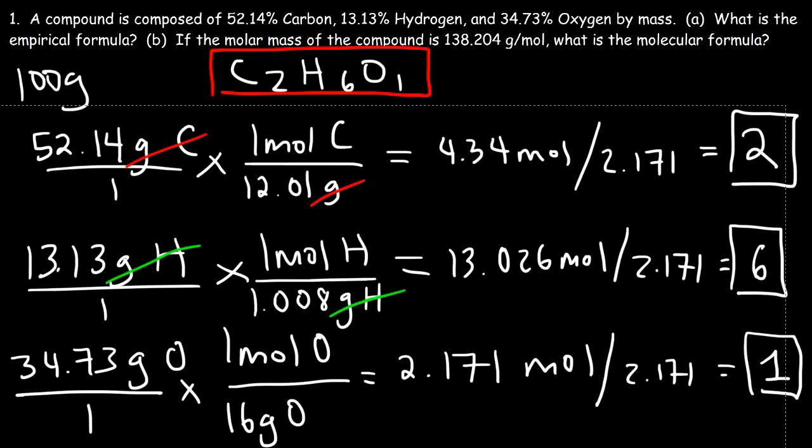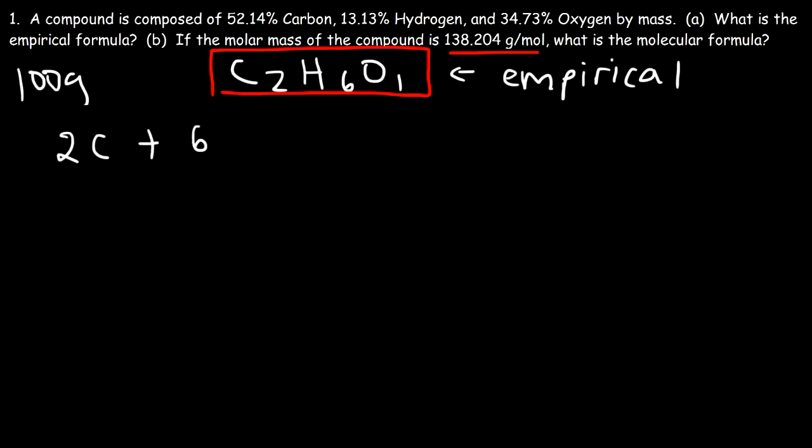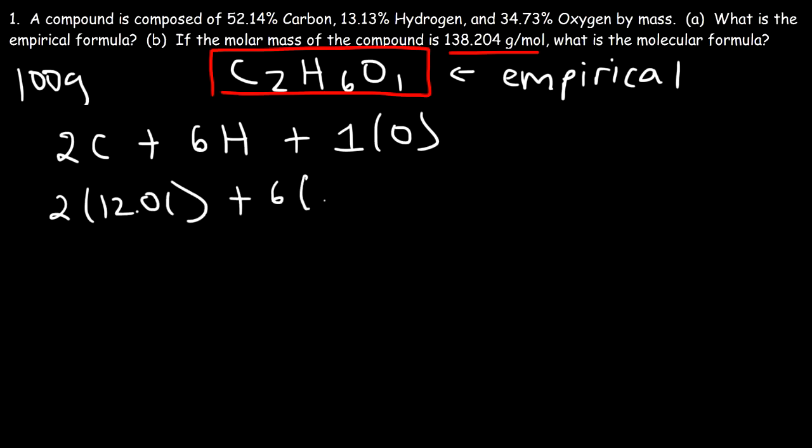Now let's move on to part B. If the molar mass of the compound is 138.204 grams per mole, what is the molecular formula? So we have the empirical formula. Now we need to find the molecular formula. The first thing we need to do is find the molar mass of the empirical formula. So there are 2 carbons, 6 hydrogens, and 1 oxygen. So it's 2 times 12.01 plus 6 times 1.008 plus 16.